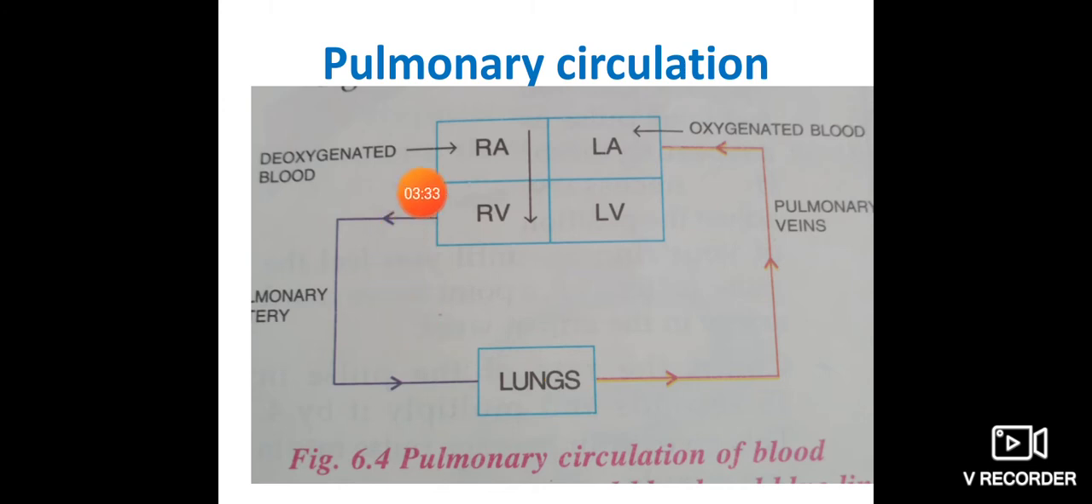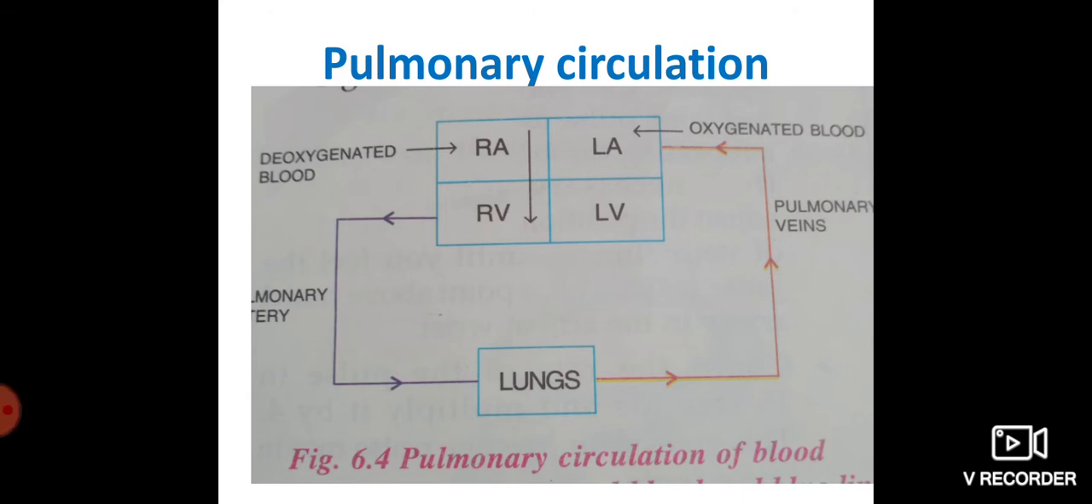Clear this one? Okay. So from the right side of the heart, first from the right auricle, the deoxygenated blood flows into the right ventricle, and from the right ventricle, through the pulmonary artery, it reaches the lungs. For what purpose? For purification, that is oxygenation. Are you clear?